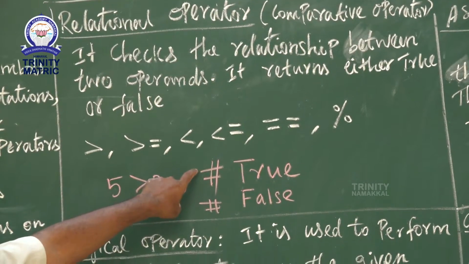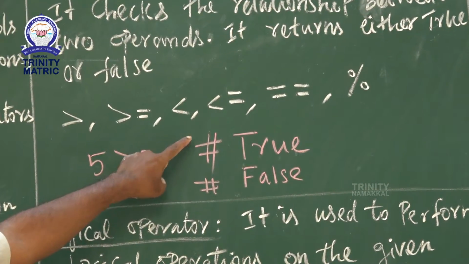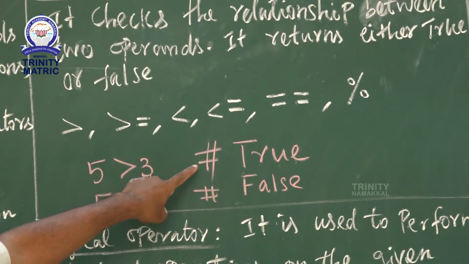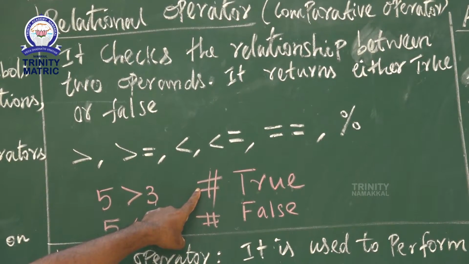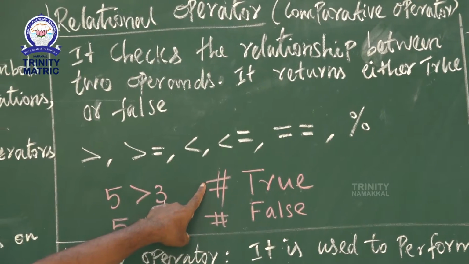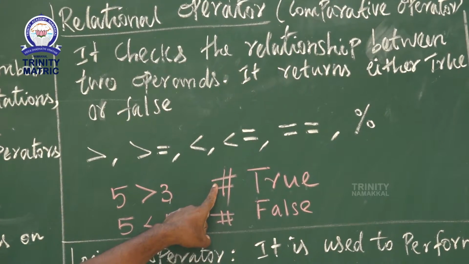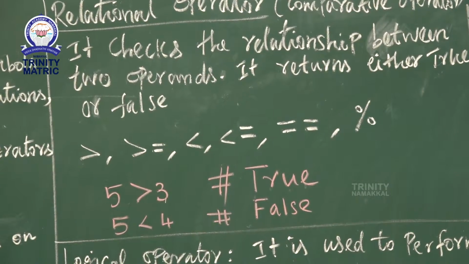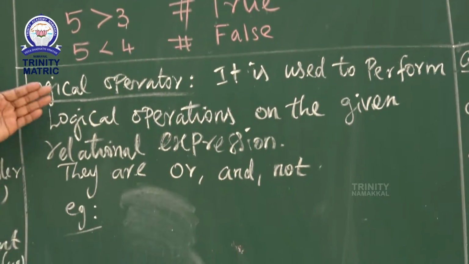What is this operator? Dear students, what is this symbol? Yes, comment statement. It's a single line comment statement. These are the single line comment statements I apply. Then the next one, logical operator.